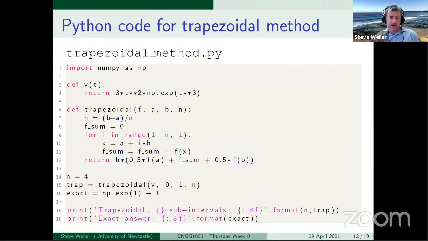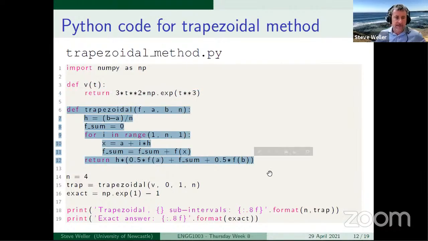So the key things I want to draw your eye to are that we're going to use the NumPy library, in line 1. In line 3, we define the function that we want to integrate. This is exactly the expression that we saw at the very start of today's lecture, 3t squared e to the t cubed. Here's where all the action happens, or most of the action. In lines 6 through to 12, we've got a function written in Python which implements the trapezoidal method.